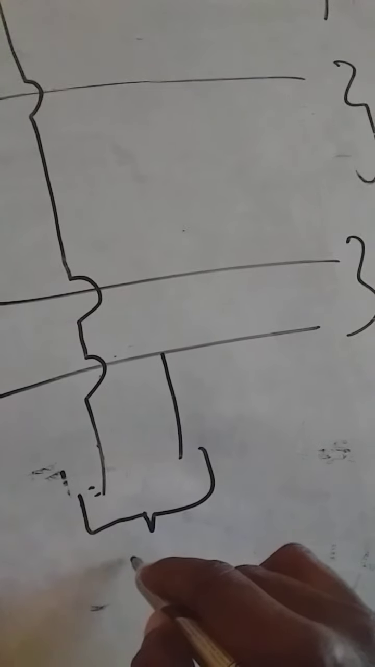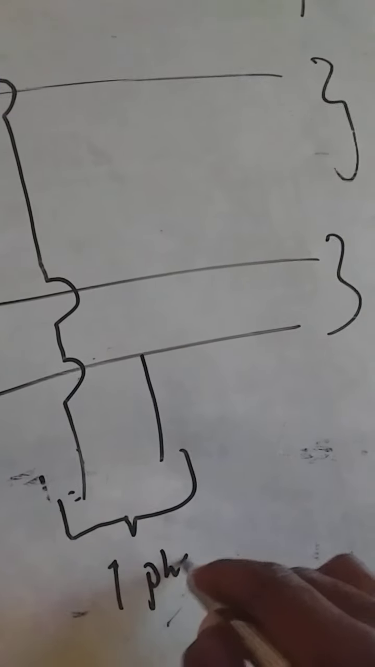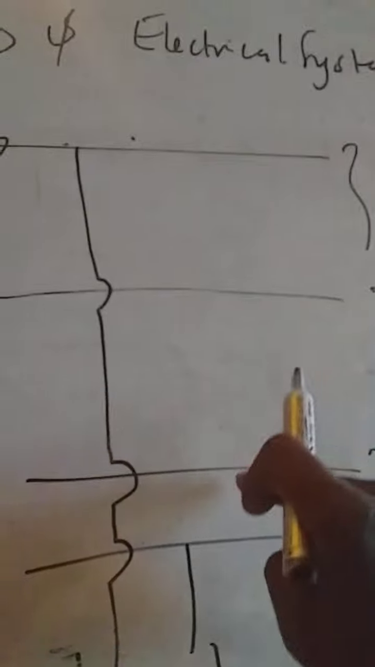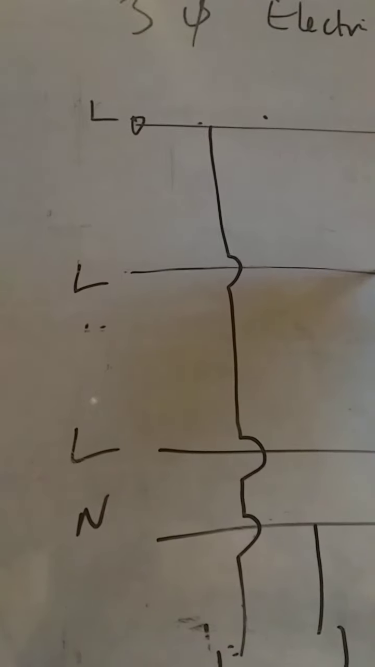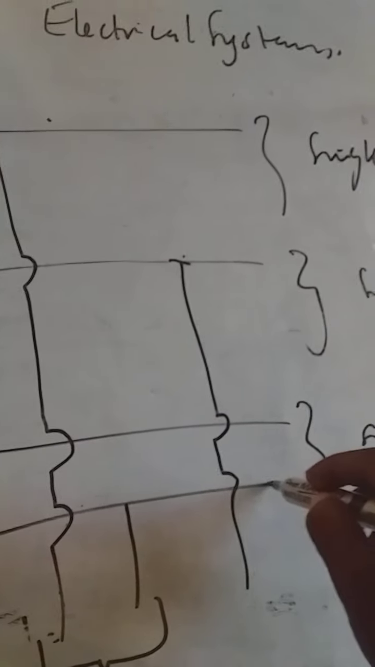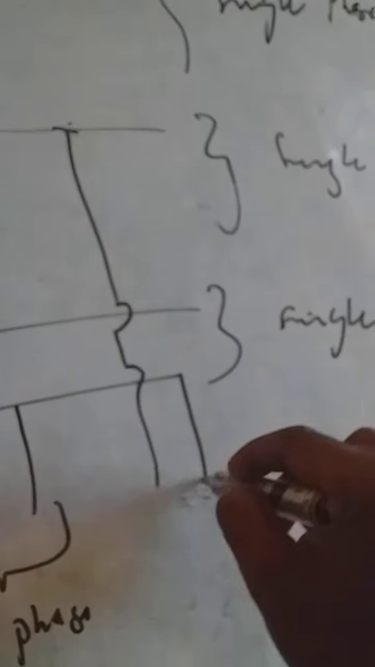This will give you one phase, right? This is another phase. One line and one neutral is one phase. One line and one neutral, one line and one neutral, one phase. So this is a three-phase system. So this is another line. This is another line. You can tap from this line also while you have the return also from this neutral.